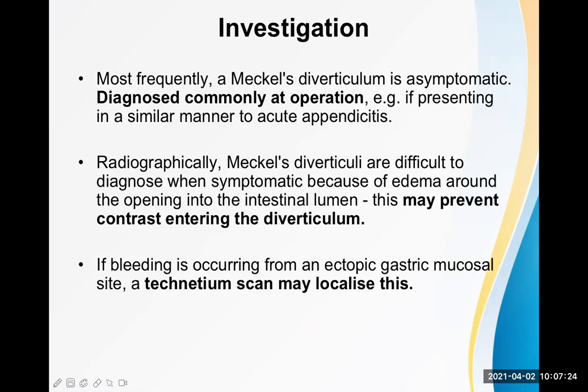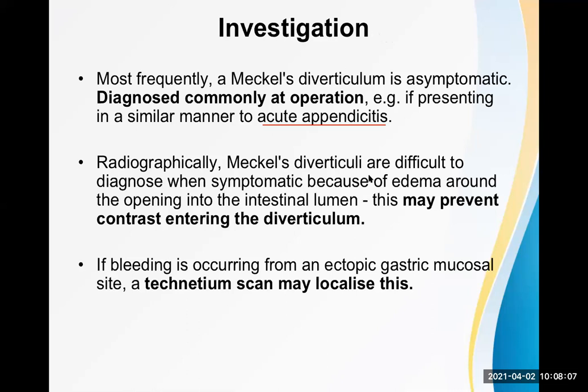Now, we are moving to the important part, that is investigation. How do we diagnose this? Most frequently, a Meckel's diverticulum is asymptomatic, and it is diagnosed commonly at operation. That is, if presenting in a similar manner to acute appendicitis. Just now I explained this to you. Sometimes the surgeon opens the abdomen thinking it is acute appendicitis. Many times that abdominal pain is caused by Meckel's diverticulitis, and it is found out at the time of surgery, and then it is removed.